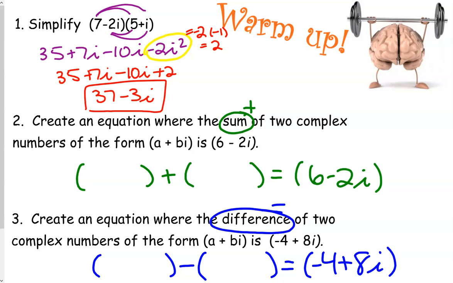Number 2, you got to create an equation where the sum of two complex numbers was going to be equal to 6 minus 2i. There's lots of options. Keyword here is sum, so they had to add it together, so it could be anything. I'm going to do 4 and 2 for my real numbers, and then I'm going to do, let's say, negative 5i plus a positive 3i. That would give me negative 2i. So your answer might be different from mine, and that's okay.